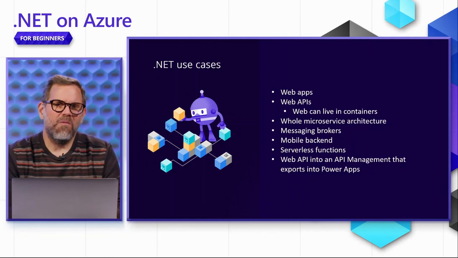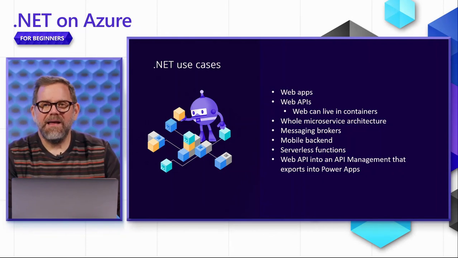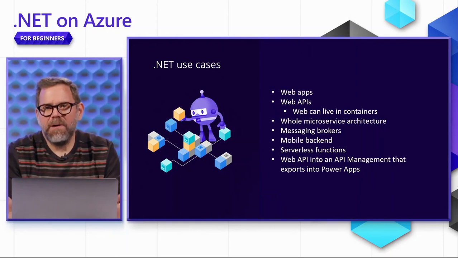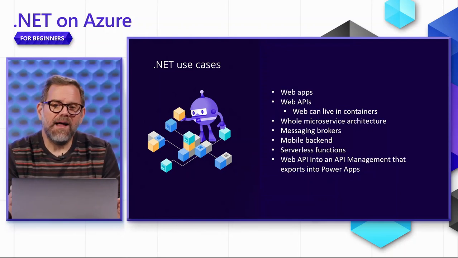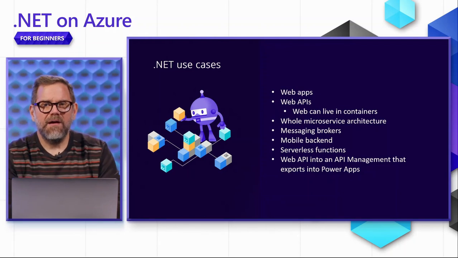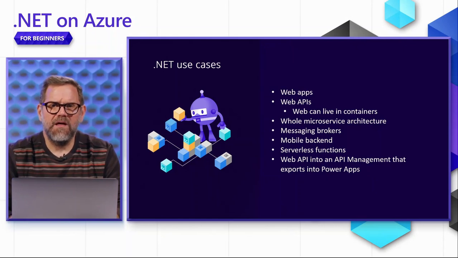And then we can do more complex scenarios, such as writing a web API, putting it into an Azure API management front end, which allows us to control access to our API. Things like only allowing paid subscribers to hit it, stuff like that. Or then we can allow it to export into a custom connector so Power Apps can then access it. So there's a ton of .NET use cases that we can allow and that can light up when we start doing things in Azure.